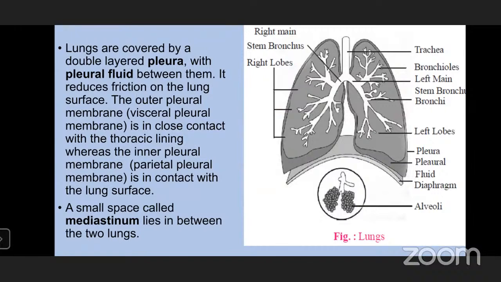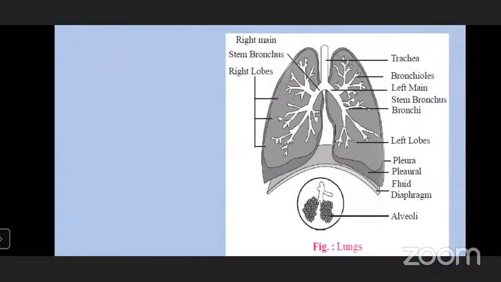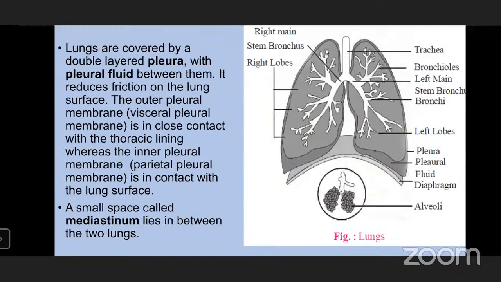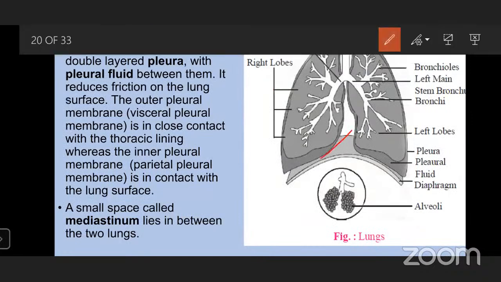And a small space lies in between the two lungs. Here you can see there is a small space which is present in between the two lungs, and that space between the two lungs is known as mediastinum.